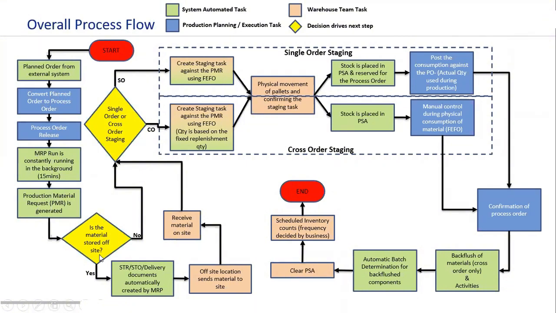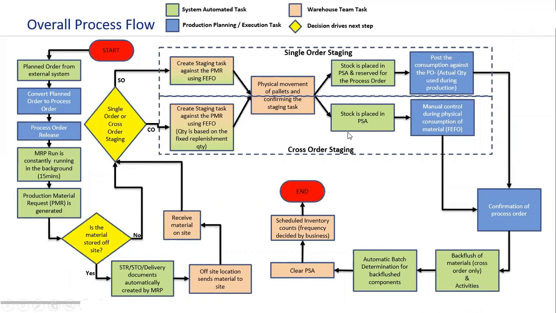It would then look, is it stored off site? If the answer is no, we go straight into PMR. And this is where you've got two types: single order and cross order staging. Is everyone aware of the difference, or would you like me to quickly run through? Yeah.